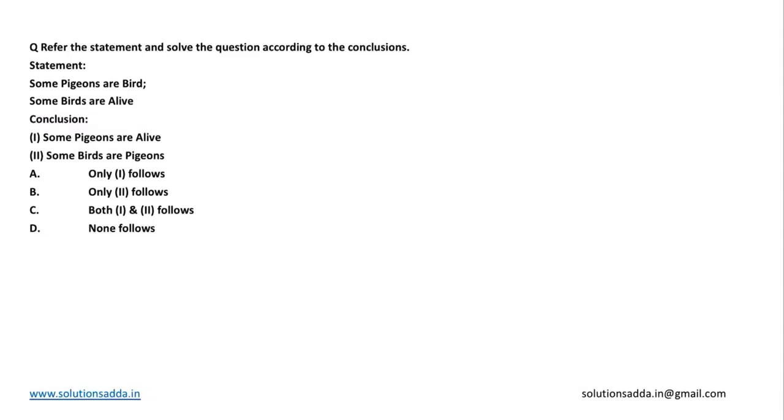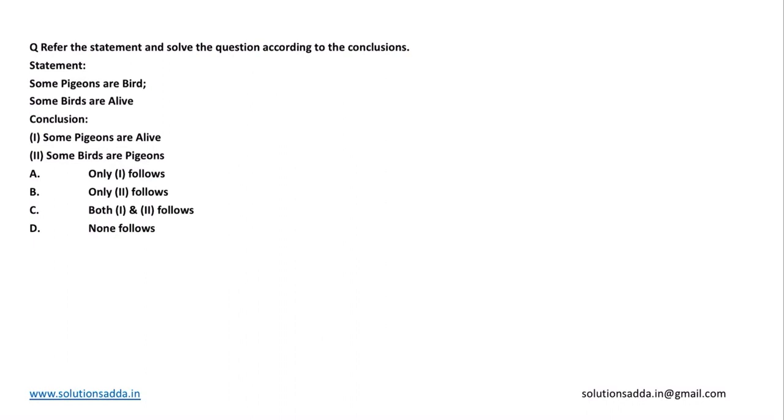This is a question from logical reasoning. Refer to the statement and solve the questions according to the conclusions. The statements given to us are: some pigeons are birds, some birds are alive. The conclusions are: 1. some pigeons are alive, 2. some birds are pigeons. Options are: only one follows, only two follows, both one and two follow, or none follows. So basically we need to figure out which of the conclusions follows from the given statements.